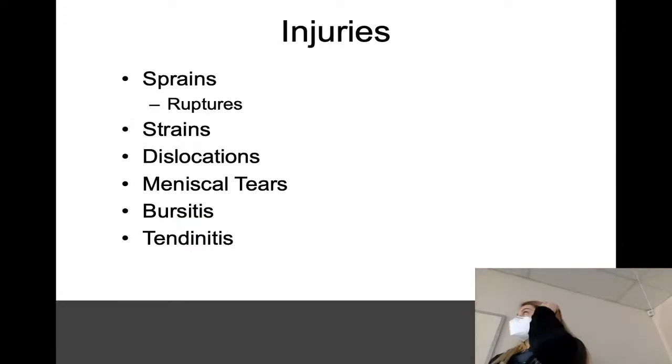Some of the injuries that can occur: sprains, which is an injury to a ligament, a strain, which is an injury to a muscle, dislocations, meniscus tears, bursitis, and tendinitis.